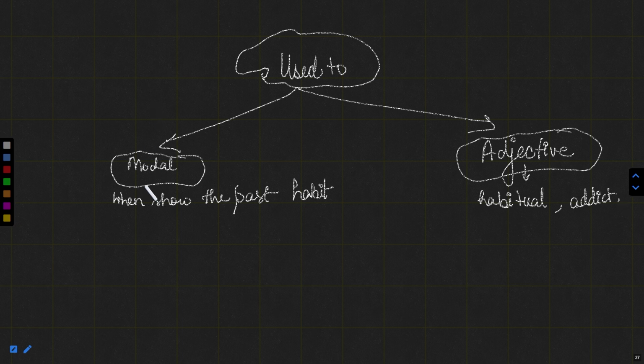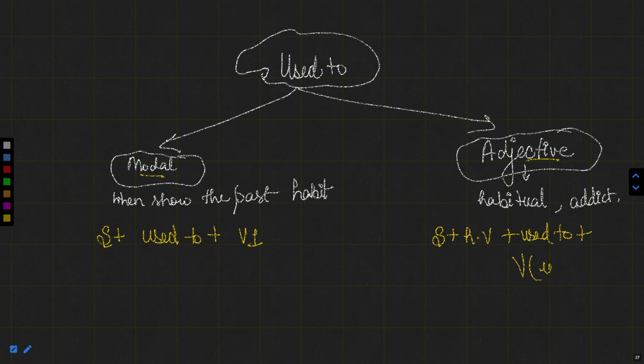Now if it is used as a modal, what structure do we use? First we use subject, then we have used to, and after that we use verb first form. So whenever we have this structure, we use this used to as a modal. But if it is an adjective, we have a subject, then a helping verb, then used to, then verb with ing.